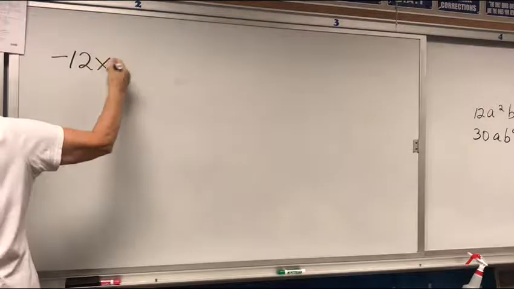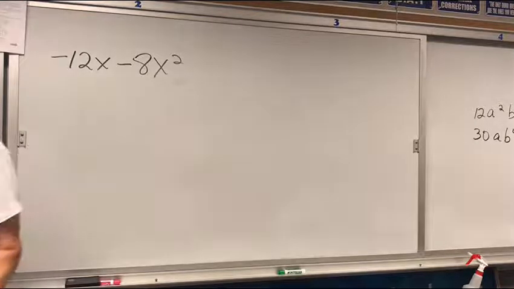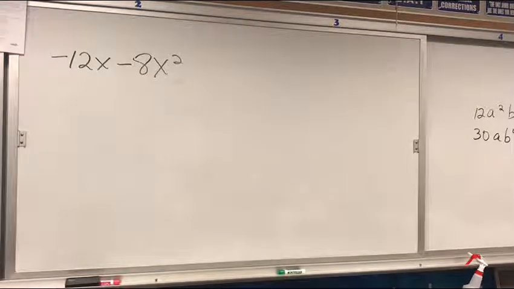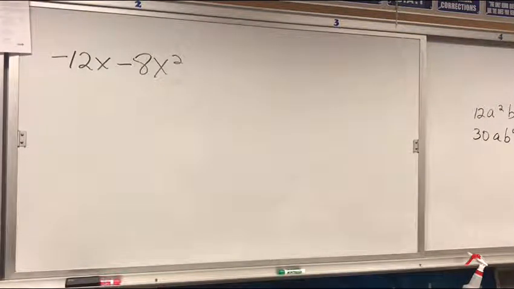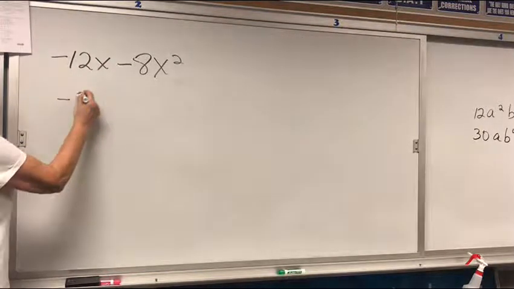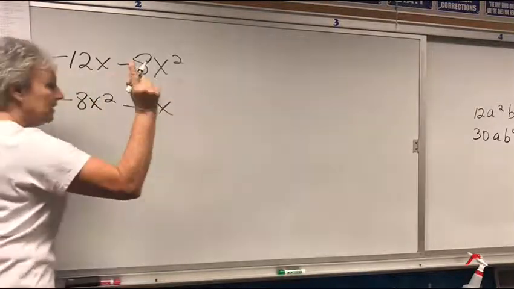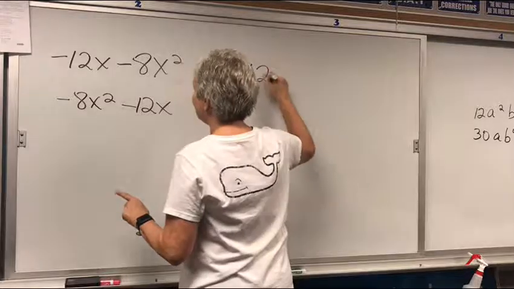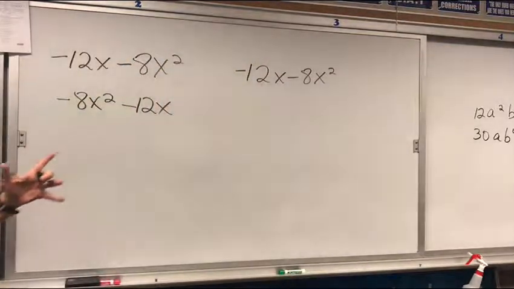Negative 12x minus 8x squared. Caution. Order first. Is the order correct? No. You gotta fix it. Negative 8x squared, negative 12x. I'm gonna do it in case you forget to do the order in a minute, okay? Just in case you forget.